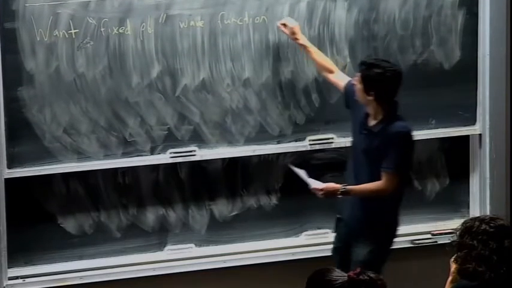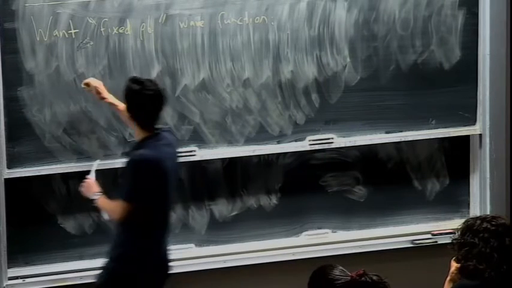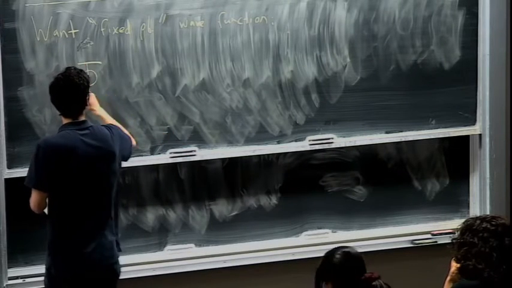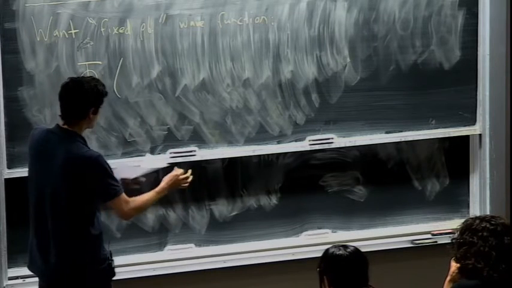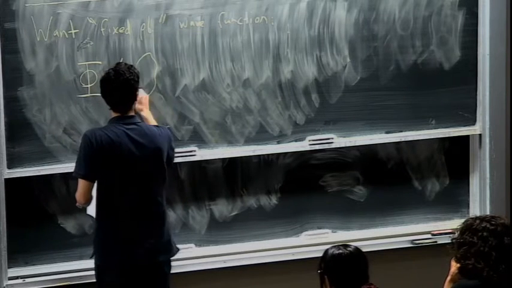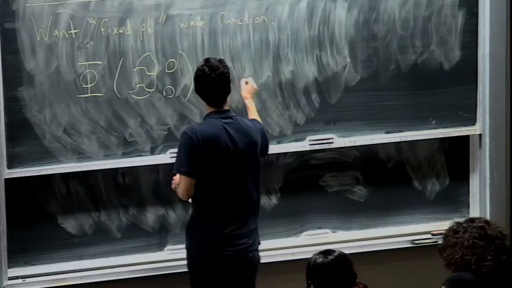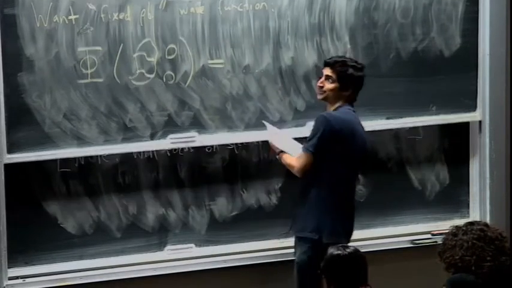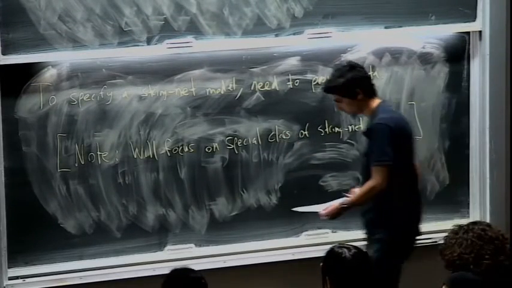And then I'm going to hope I can find some Hamiltonian which has it as its ground state. So to write down a wave function, I need to tell you for each configuration of string nets in space, what is the amplitude? So for some configuration like this, I have to tell you some complex number. Just like in the toric code case, that number was just 1.